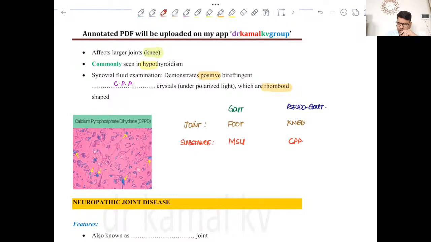And third, if we say about the presentation in polarizing light, it is needle shaped and negatively birefringent because it is appearing yellow, and this is rhomboid and positively birefringent. Right? So this is the basic difference between the two entities. So please remember, gout is always and always a very favorite for exam setters.